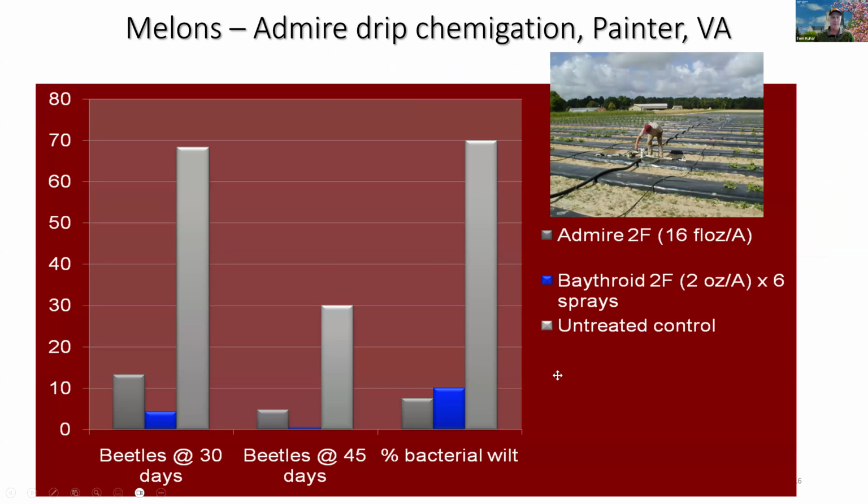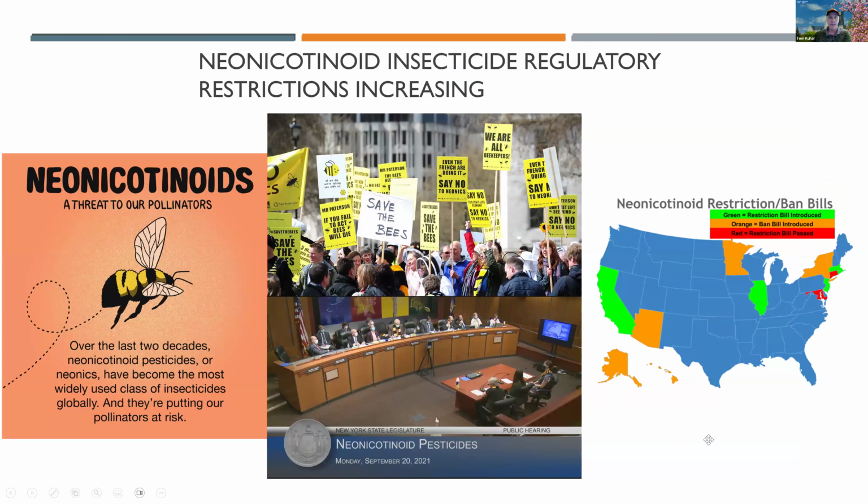In addition to seed treatments, we have transplant trenches, chemigation of these neonicotinoids that can go through drip line and stuff, and it all works. It all works great. We've got just tons and tons of data. Kill beetles for up to 45 days and reduce your bacterial wilt and stuff like that. There's no doubt it works. That's not the problem with neonics. The problem is, they're not used by everyone.